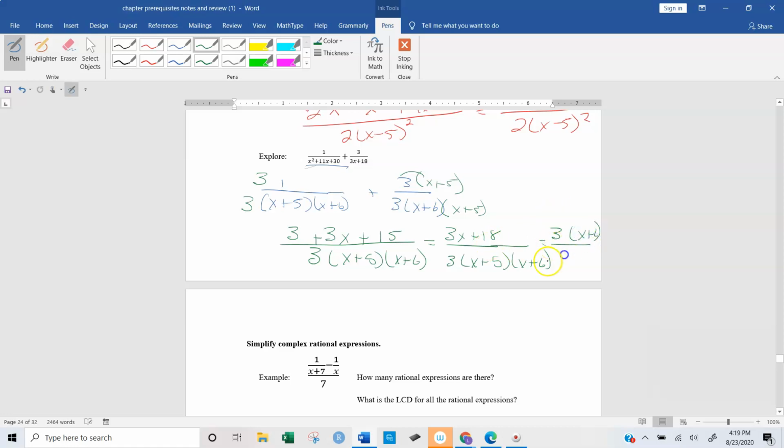Oh, look at that. Now we have a 3 and an x plus 5, oh, I'm out of room, and an x plus 6. If you look, the 3's cancel, the x plus 6's cancel, and you are left with 1 over x plus 5. Do not forget this 1. This x plus 5 has to be in the denominator.